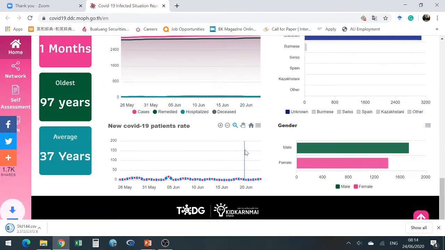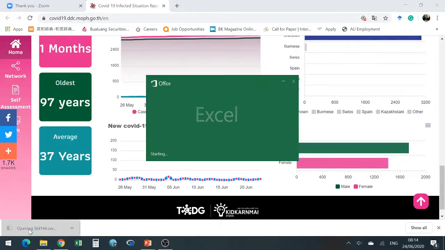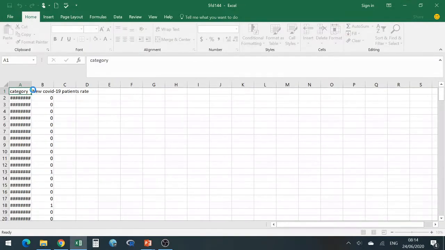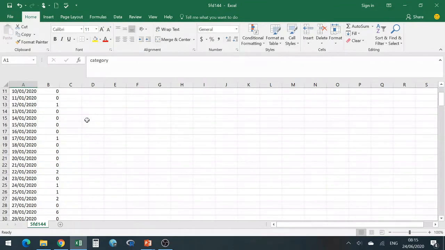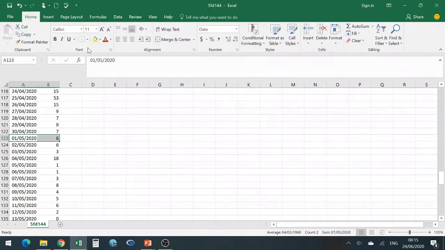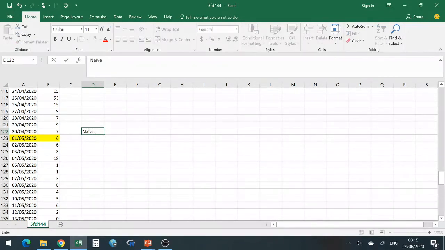Download CSV. These are the number of COVID cases in Thailand, since January, but last time we used data from May 1st, so I'm going to use May 1st. This is just a review. You guys remember naive forecasting, no?